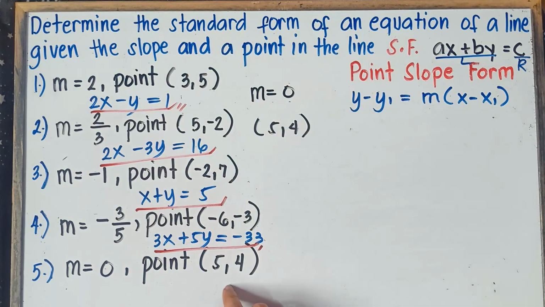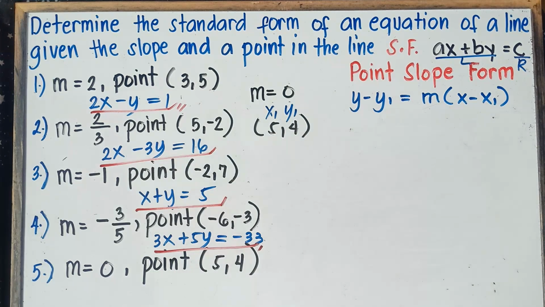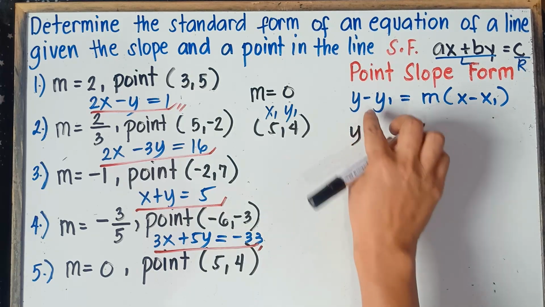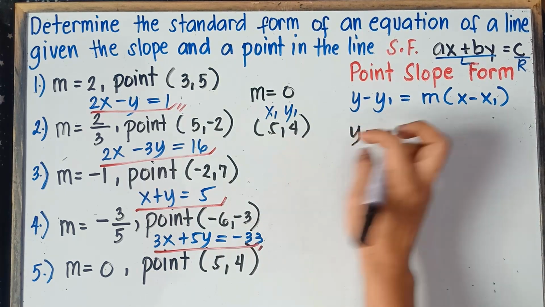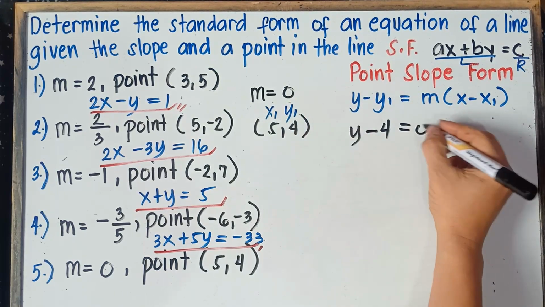And then given ordered pair, we have 5 and then 4. So this will be x sub 1 and then y sub 1. Alright, so simply copy y. Simply substitute this one class. Copy y, copy minus sign. The value of y sub 1, that would be 4. Copy equals sign. The value of the slope, that would be 0.